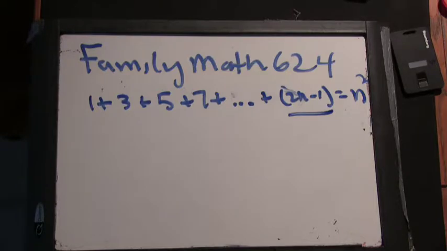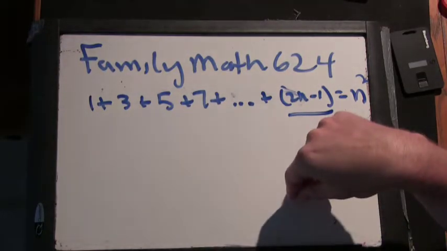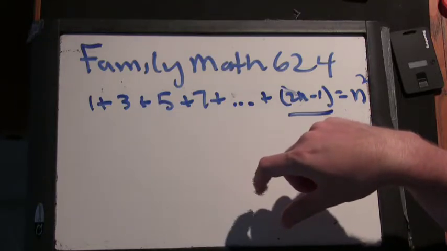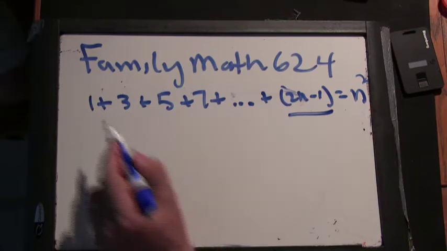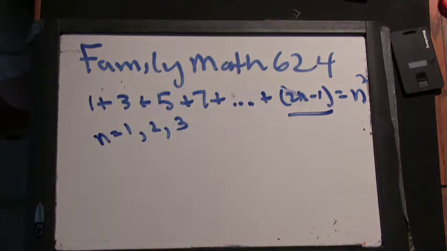Because if you prove that if it works for n, then it works for n plus 1, but it doesn't work in the beginning, that just means it doesn't work. Right, so we did check that it worked for n equals 1. We actually checked n equals 1, 2, and 3. So we checked a few in the beginning, and that was good.